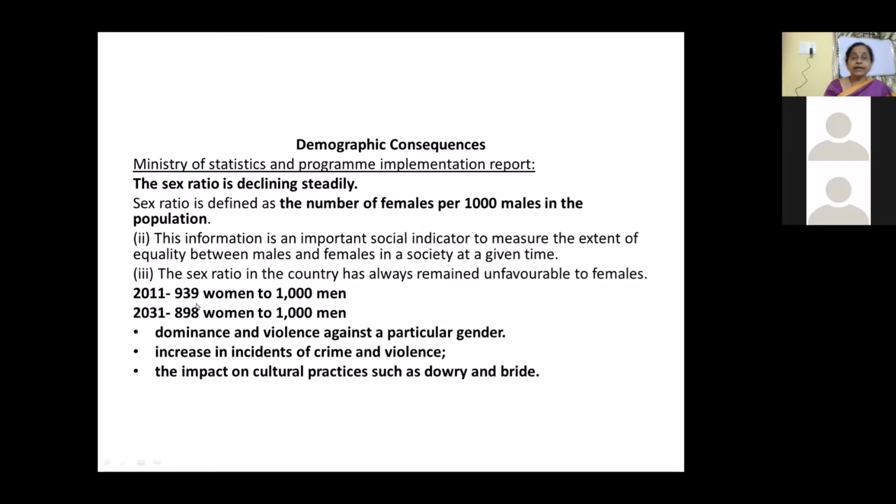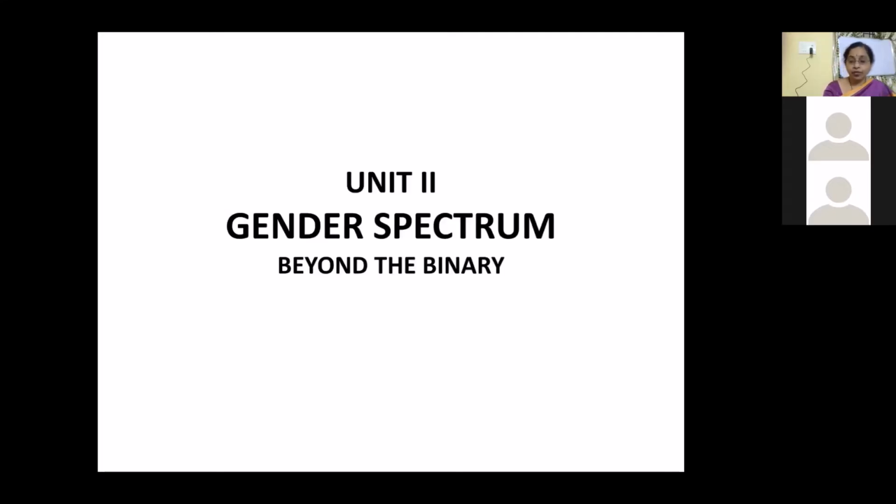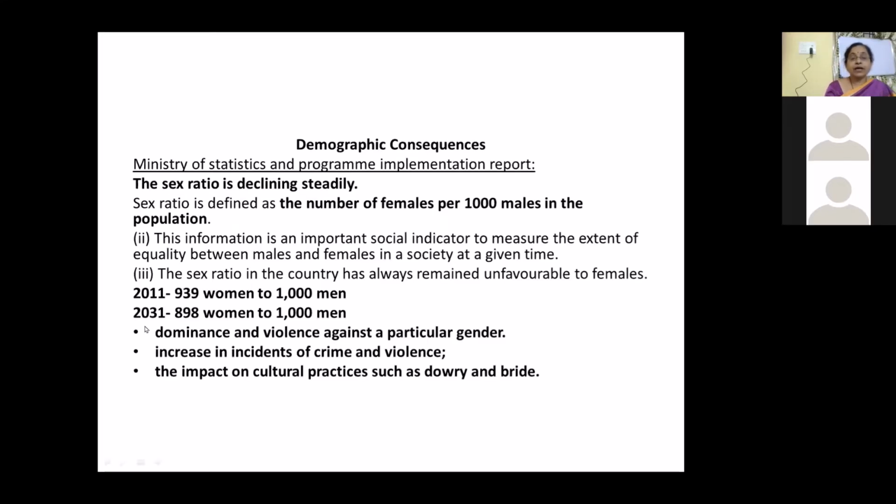In 2011, 939 women are there for 1,000 men. This is the ratio. And what are they expecting? By 2031, it will be 898. From 939, it is going to fall to 898 women. So that will be the decline of women.